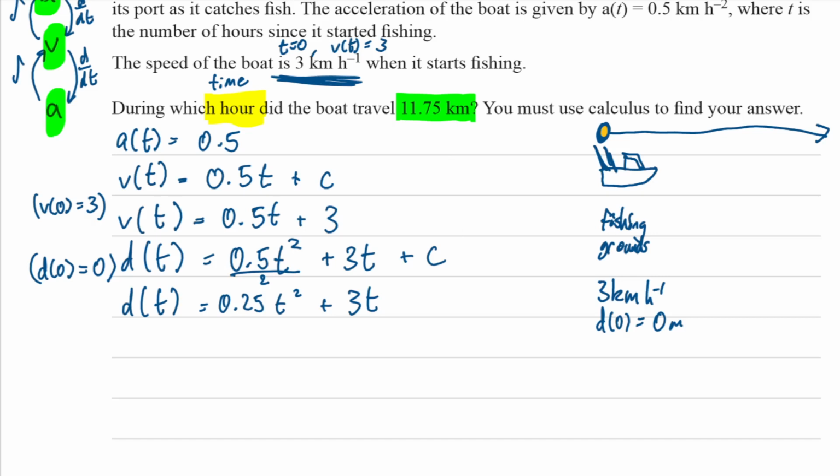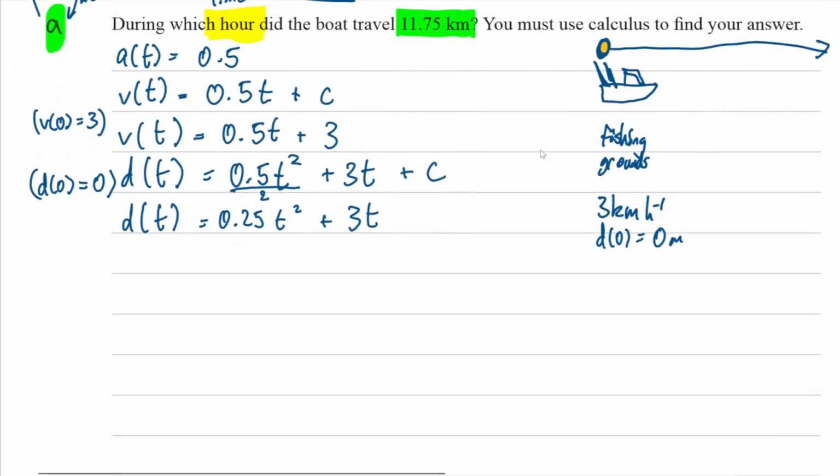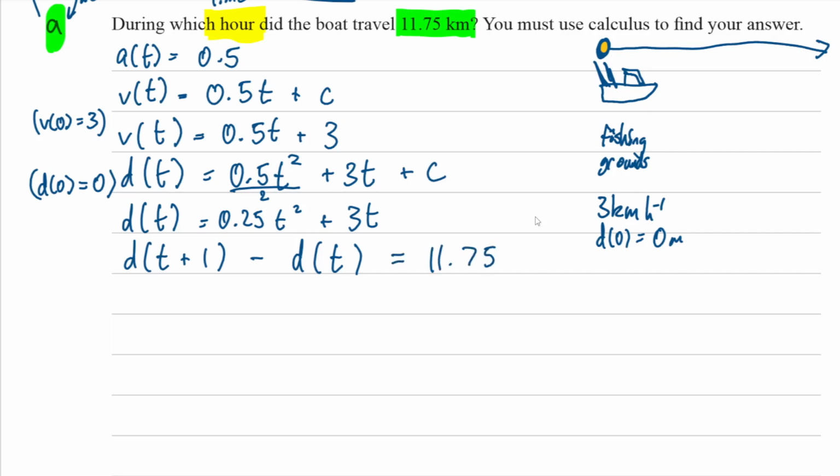So we have our distance equation. To use it for an interval, it's a little bit different than just substituting in the distance to get a time, because we're looking for the hour in which they traveled a distance. So as an equation, we want the distance they traveled at some time plus 1 hour, and from that we will take away the distance they traveled an hour before. And we know that that difference in distance will equal 11.75 kilometers.